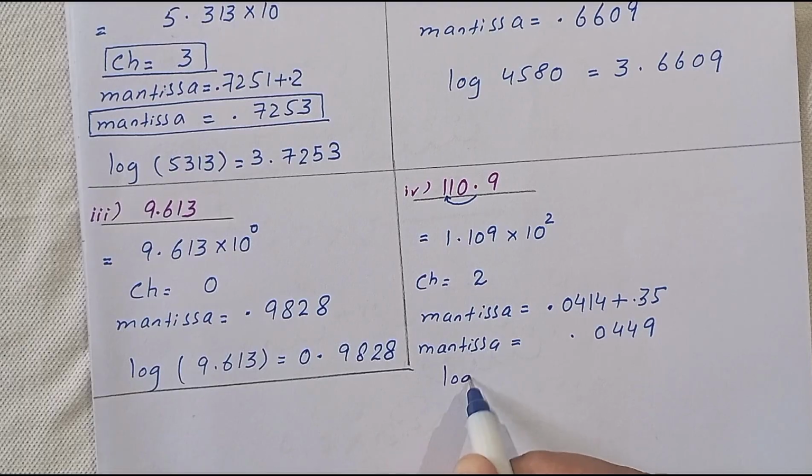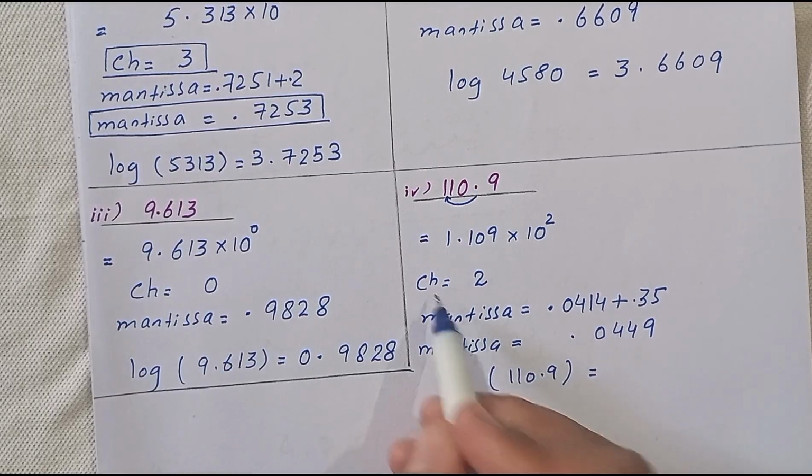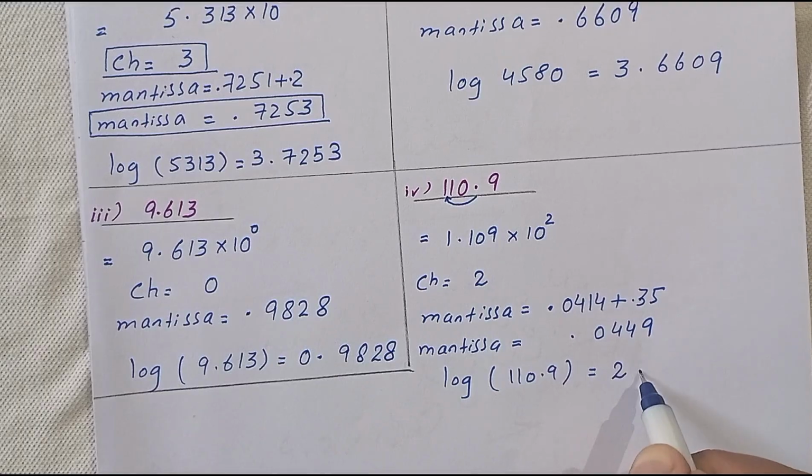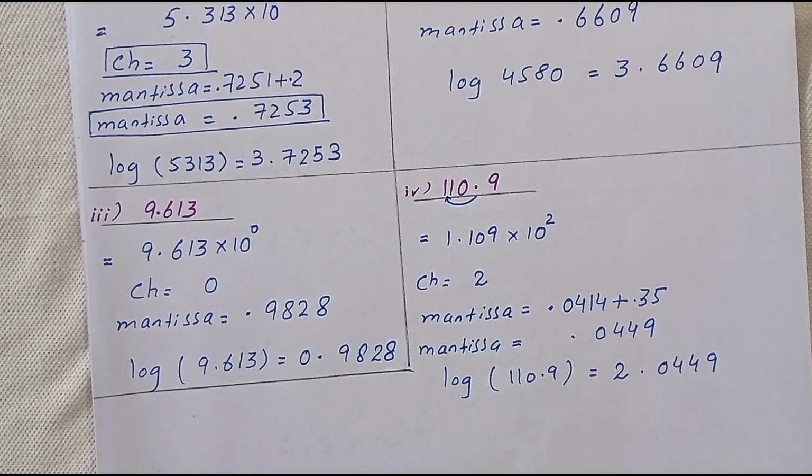So the log of 110.9, by adding characteristic and mantissa, we get the answer 2.0449, which is the required answer.